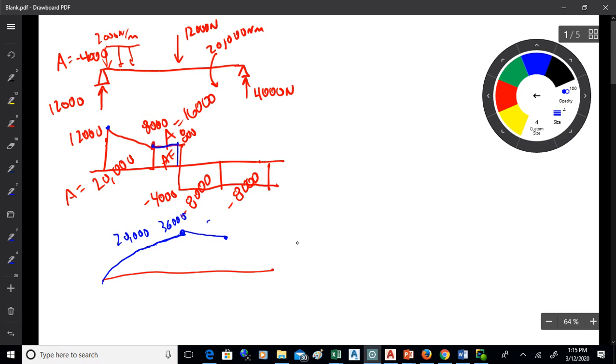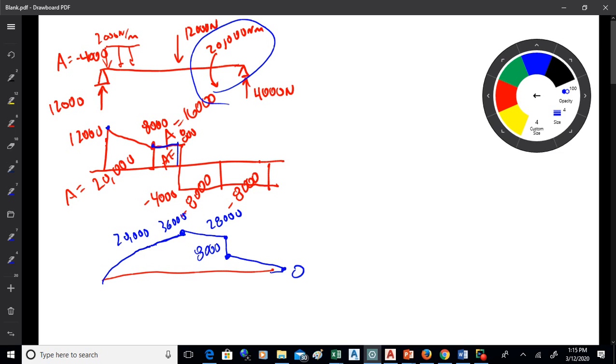Then you'll drop by 8,000 to 28,000. Then you hit that positive couple of 20,000. That'll drop you immediately down by 20,000, so you'll be at 8,000. And then you'll close off to 0. So there's the shear and the moment for that. We good with that?